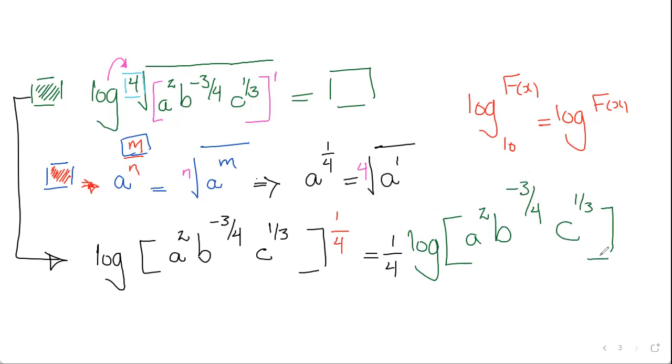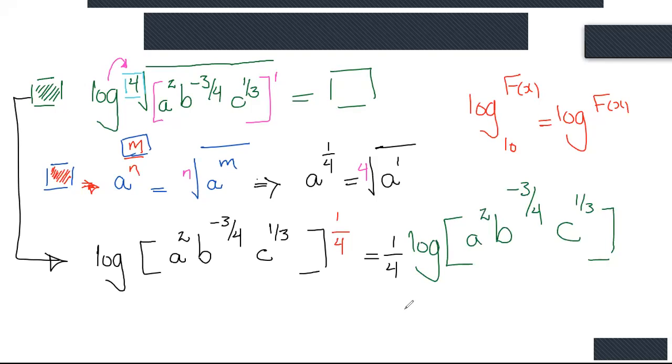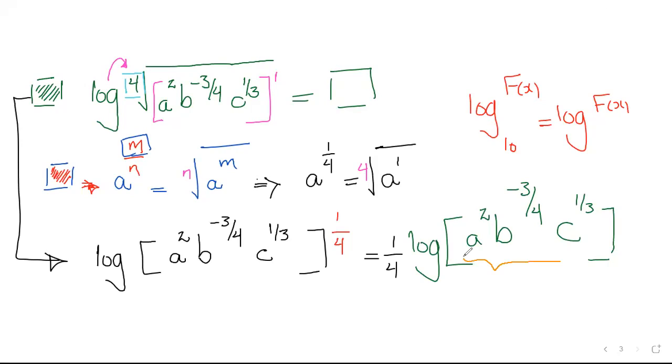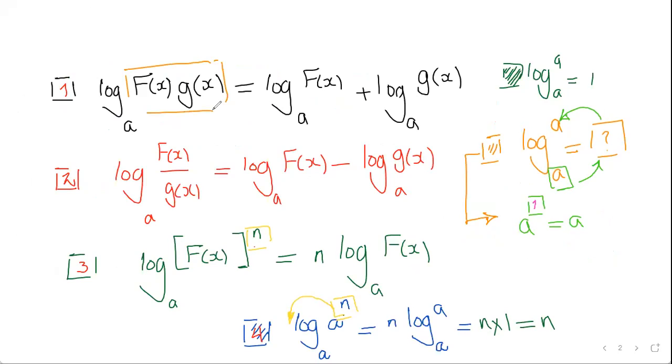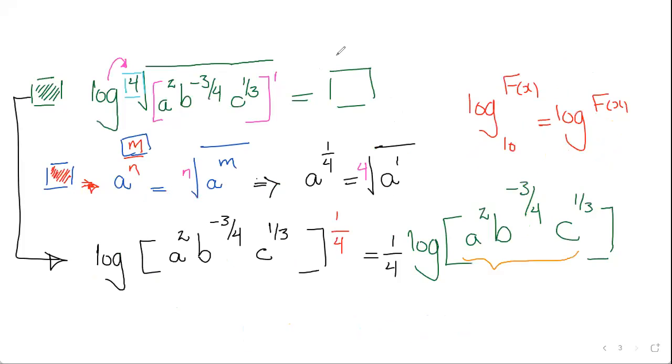Now, we see that still we have a lot to go. The function which comes inside the log operator is a product of three terms. And it brings us back to identity number one. You have the function in front of the log as a product of different terms. Then you decompose that. I'm going to do the same thing here.